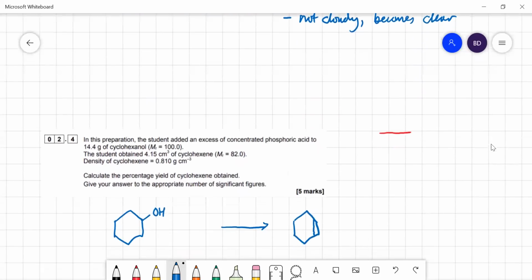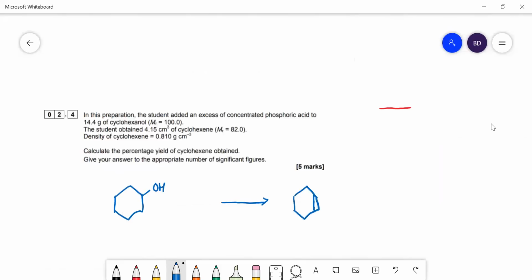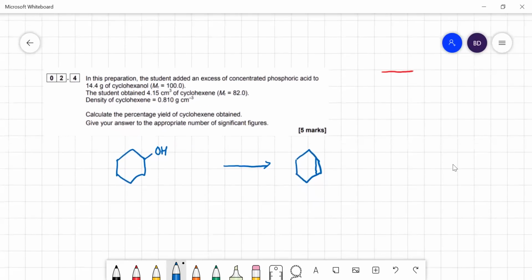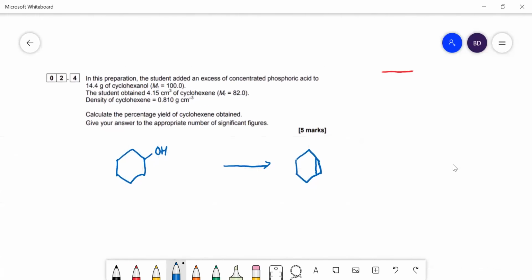Right, now this is a percentage yield calculation for this reaction. I've just drawn in the equation there. It tells us how many grams of cyclohexanol we start off with, 14 grams, and we end up with that volume of cyclohexene, but they give us the density of that. So we're going to have to work out the mass of cyclohexene from that. We've got to calculate the percentage yield. The important thing to realize is that 1 mole of the hexanol gives us 1 mole of the cyclohexene.